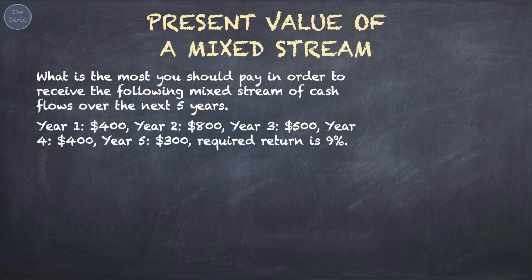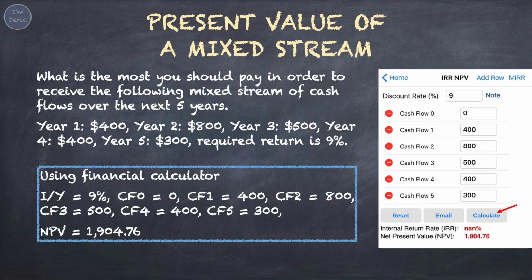What is the most you should pay in order to receive the following mixed stream of cash flows over the next 5 years? The cash flows from year 1 to year 5 are shown in the question, and the required return is 9%. Using financial calculator, key in discount rate equals 9%, CF0 equals 0, CF1 to CF5 will be the cash flows from year 1 to year 5. Last step, press calculate, then you will get the net present value. NPV is the present value of a mixed stream.